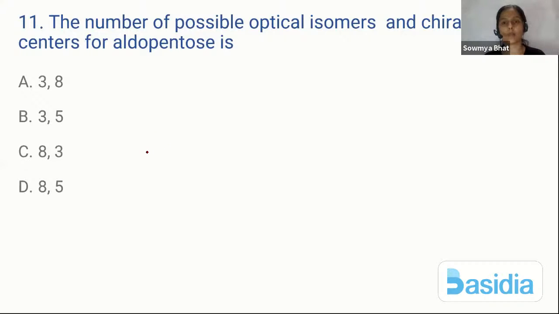The number of possible optical isomers and the chiral centers for aldopentose. So whenever you say aldopentose, what can you expect? You have 5 carbon atoms, that's what the name pentose stands for. One must be the aldehyde group; the functional group should be aldehyde. And we can write any other structures here. Say I'm going to just put OH here, and hydrogens on the other side, just to satisfy the valency. And here I'm going to put a random group.